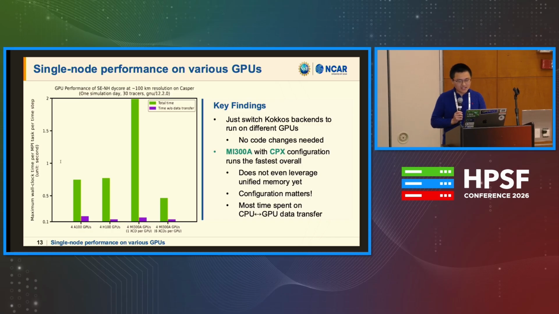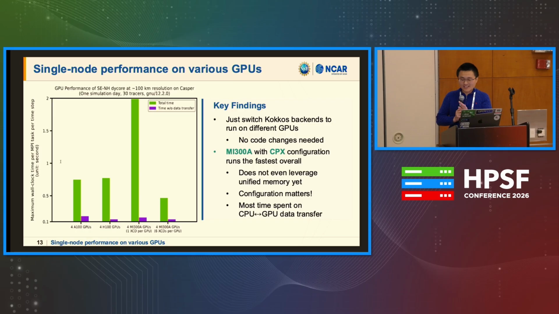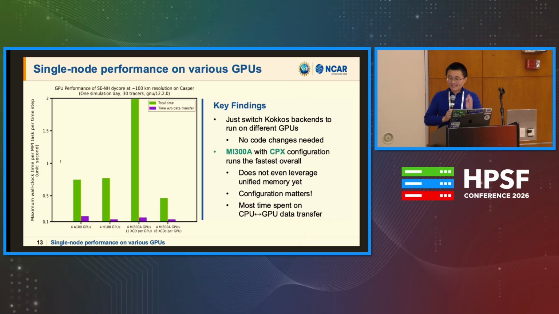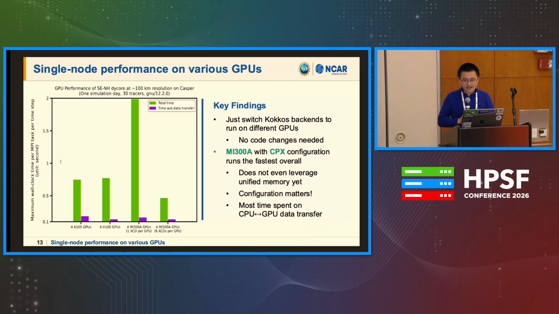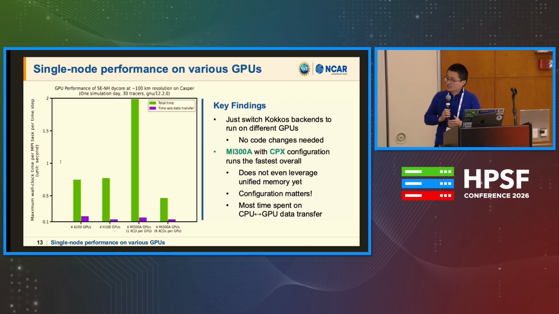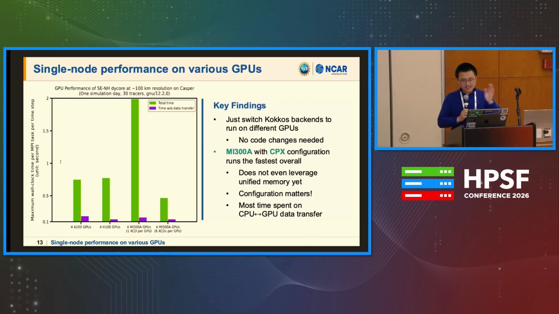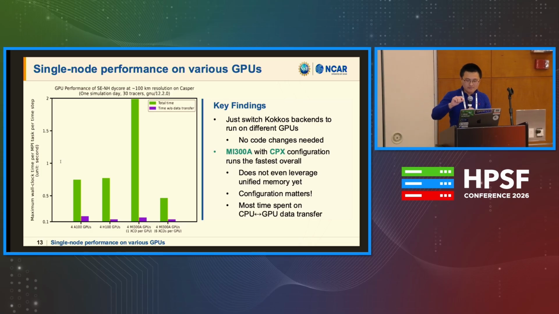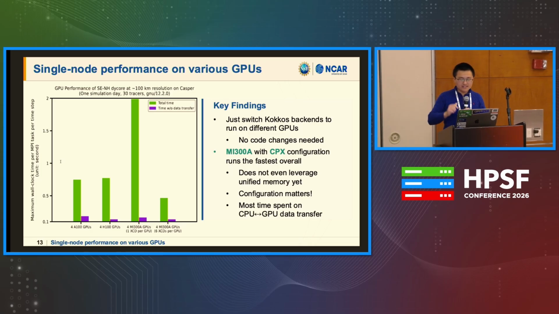And for the MI300 APUs, this is the first time we got this APU. Nobody knows how to configure it. So we are actually happy to know, okay, we should use the CPX configuration to do the work here. And one thing I want to highlight is, for the SCREAM dycore, it actually doesn't leverage the unified memory yet. So potentially in the future, if we update the source code to make sure that it recognizes the unified memory, the rightmost green bar can be very close to the purple bar here, which will show you the great benefit of using the MI300 APU in these cases.